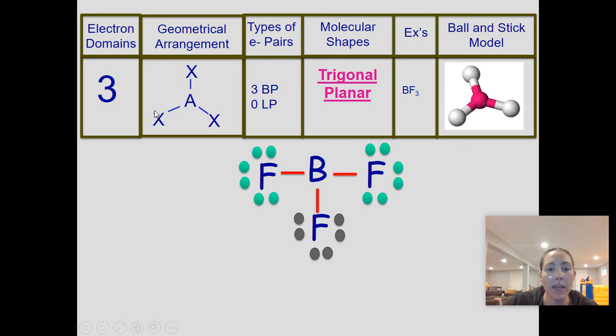It all has to be as equally far apart. You cannot make it in a T-shape. This is for the Lewis structure only. You cannot put a T-shape for the geometric arrangement. That's incorrect.